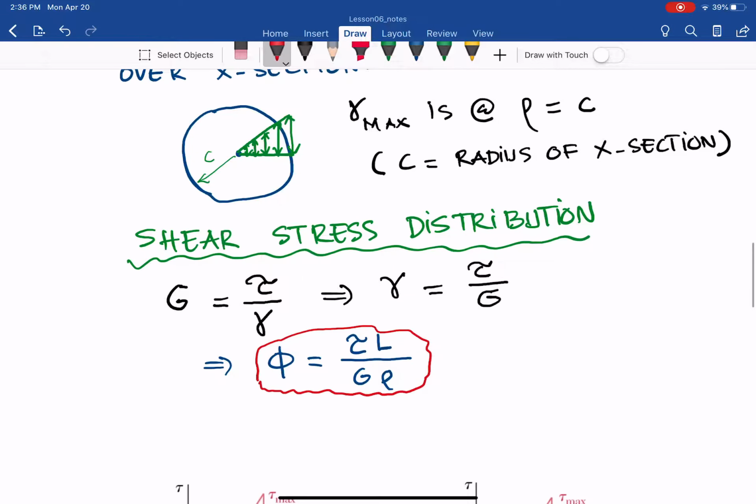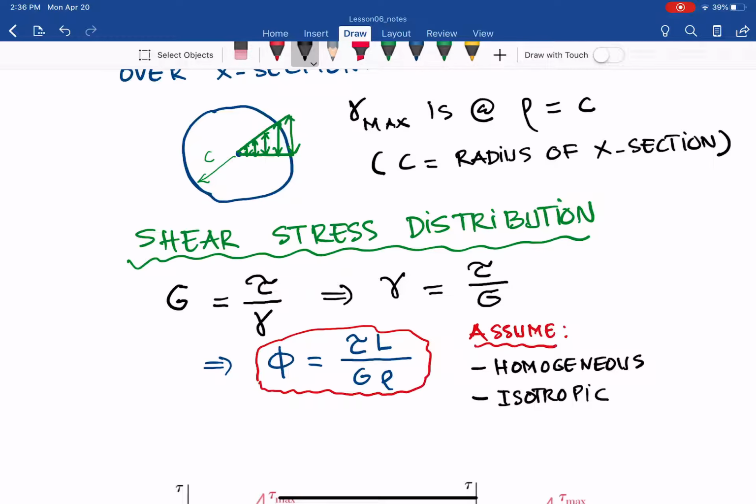Now let me assume, we assume, first homogeneous, so same material throughout, homogeneous, and then we also assume isotropic. It means same properties in all directions. Isotropic. And from that, we already know in lesson 2 that chi is constant. From that, we have chi constant.